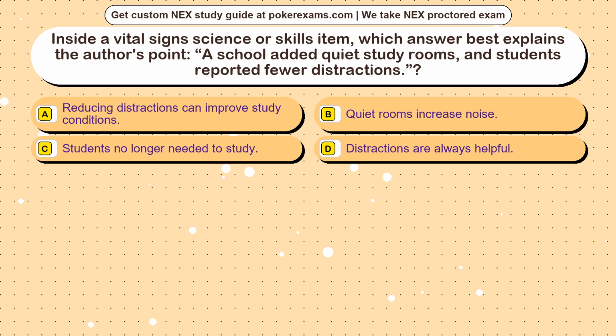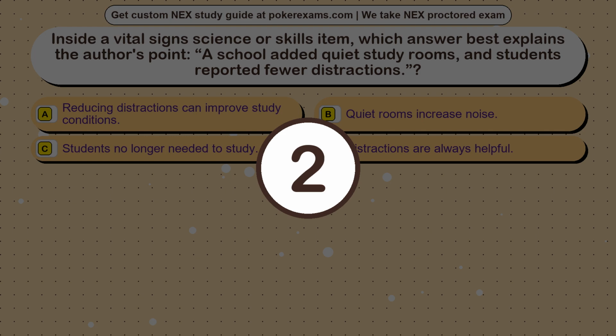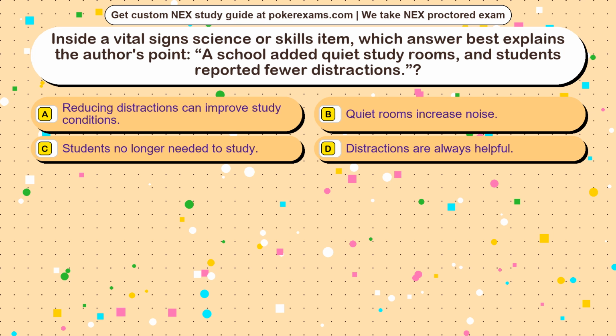Question 24. Inside a vital signs science or skills item, which answer best explains the author's point? A school added quiet study rooms, and students reported fewer distractions. Option A, reducing distractions can improve study conditions. Option B, quiet rooms increase noise. Option C, students no longer needed to study. Option D, distractions are always helpful. The correct answer is option.